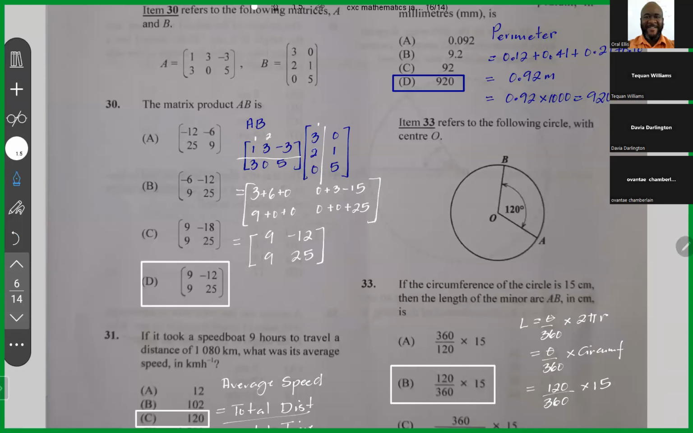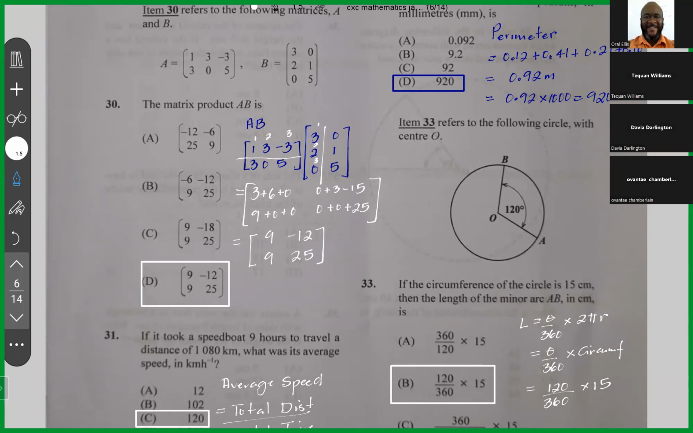3 times 2 and minus 3 and minus 3 times 0. 1 by 1, 2 by 2, 3 by 3. So 1 times 3 is 3, 3 times 2 is 6, minus 3 times 0 is 0. So that's the top row, left column.